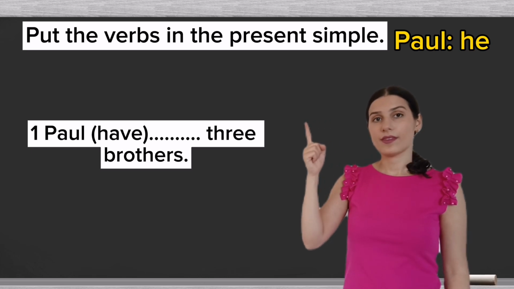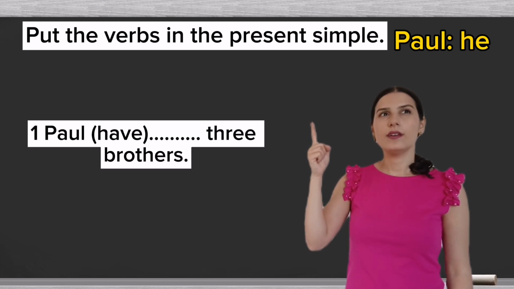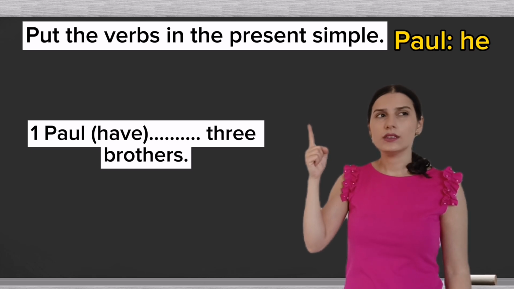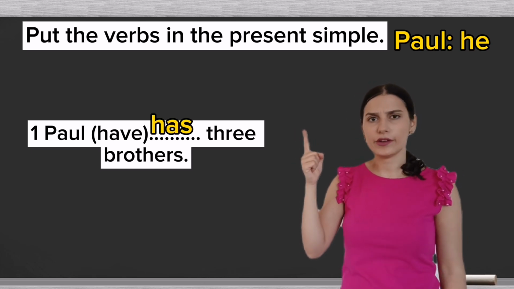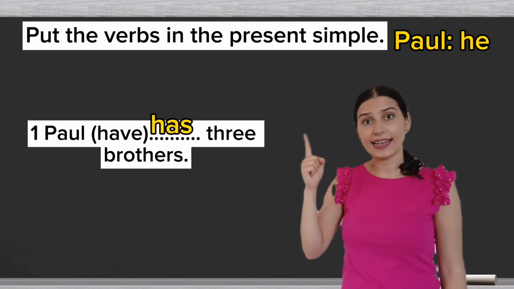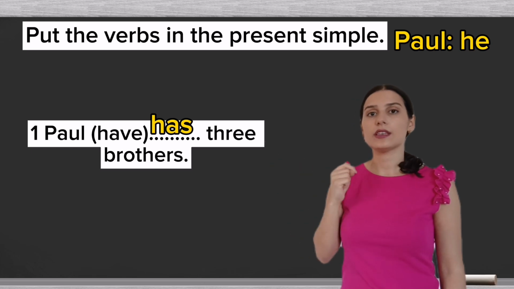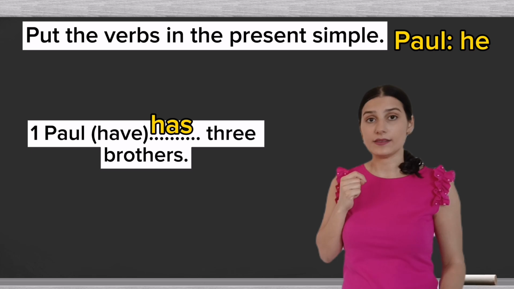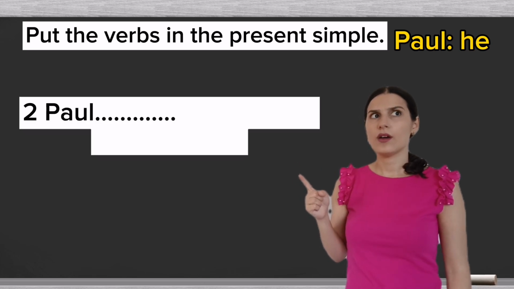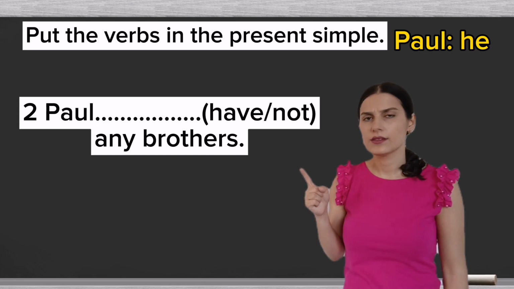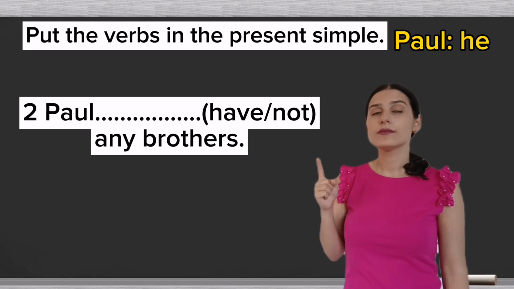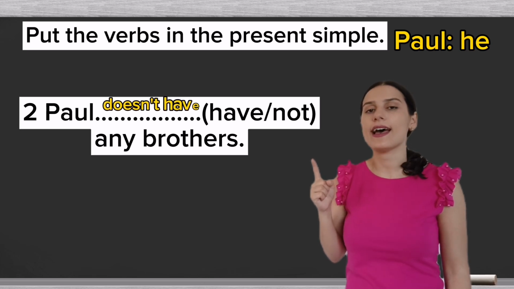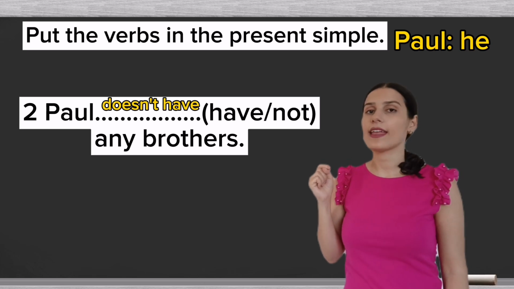Paul. Okay, one person, one man. We refer to him using he. So with he, we say has. Very good. Okay, so Paul has 3 brothers. So it's a positive sentence. Oh, here we have not. Okay, so it's a negative sentence. So Paul does not have or doesn't have any brothers.